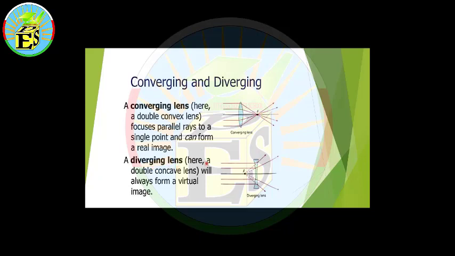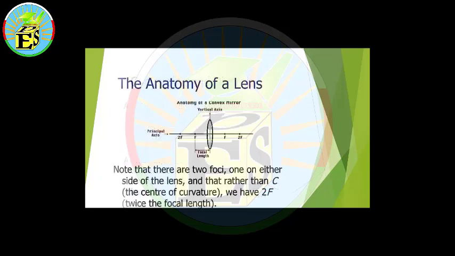A diverging lens is a double concave lens. Also, if we cut this lens from this point and take this part and put it up, it will construct a converging lens. So a diverging lens has a double concave shape and will always form a virtual image.